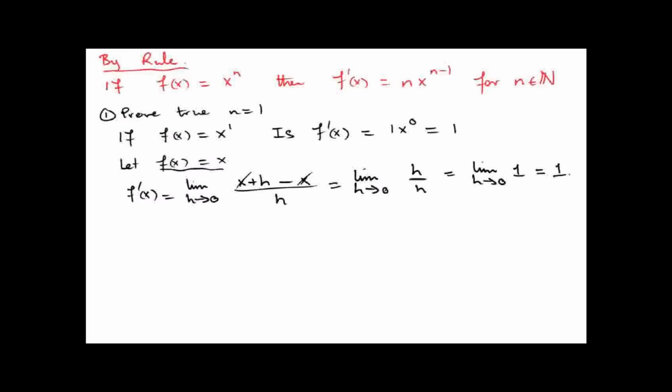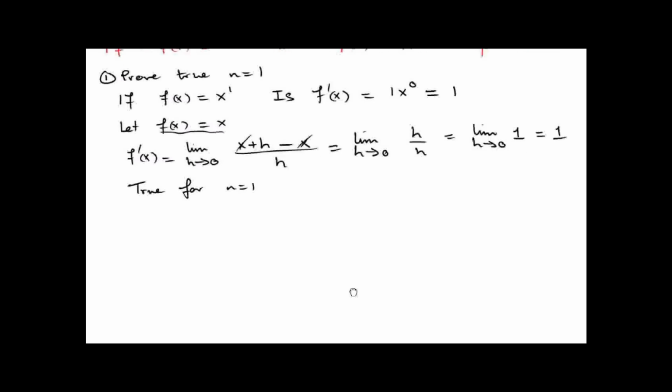So what's the moral of the story? It's true for n equals 1. We wanted 1, we got 1. Okay? So it's true for n equals 1. Now, what happens next?